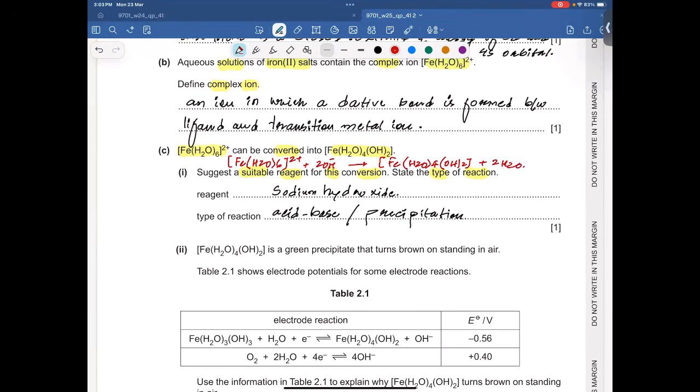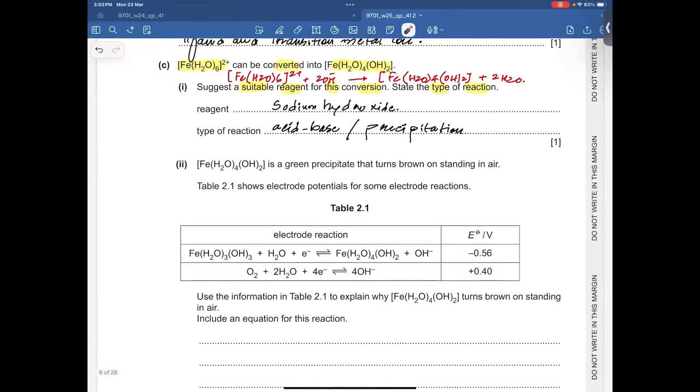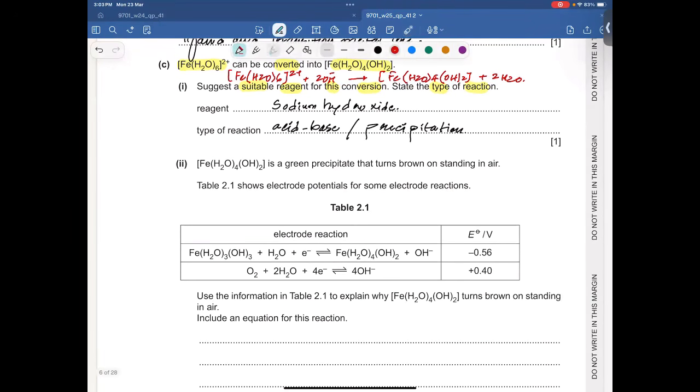That was the concept we have given you for copper. So I used exactly the same concept for iron as well. Okay? Now this complex ion is a green precipitate.